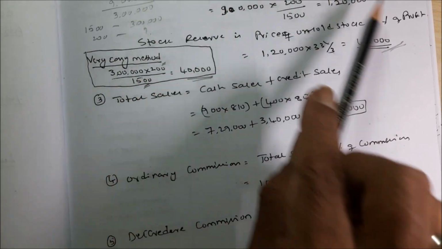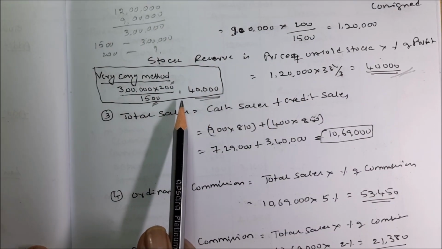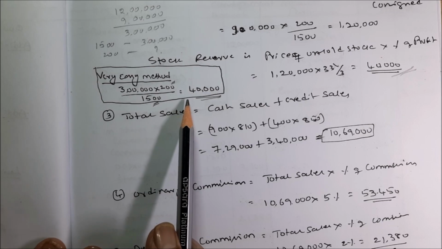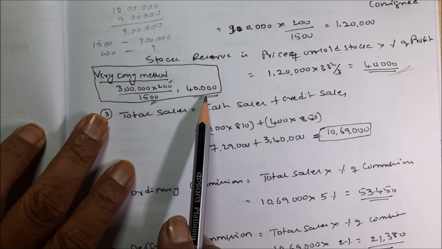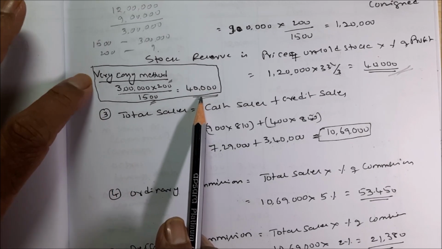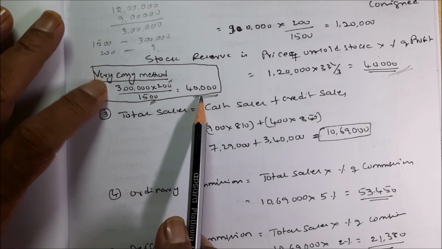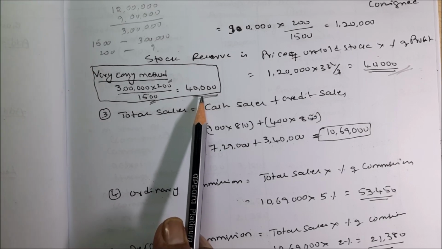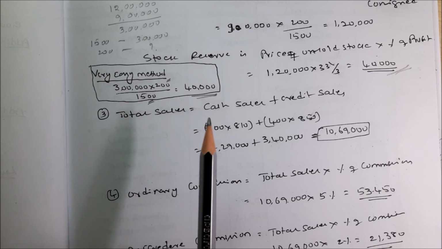Here I have done so much calculation, but here in just one line I have shown you how to do the calculation. It is 40,000. So you can follow this method. It is very easy, and it is the highly traditional method that we were using earlier.